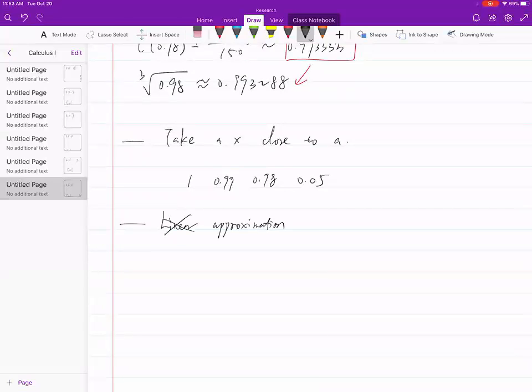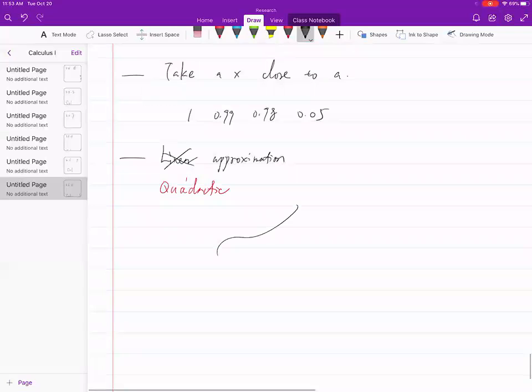How do you do better? Let's do quadratic approximation. What do you mean by that? That means if I have some function here, what do you mean by linear approximation? Replace it by a line, period. Sounds good? What's quadratic approximation? Locally replace it by a quadratic. Then of course, there's nobody stopping you from doing cubic approximation and keep going.